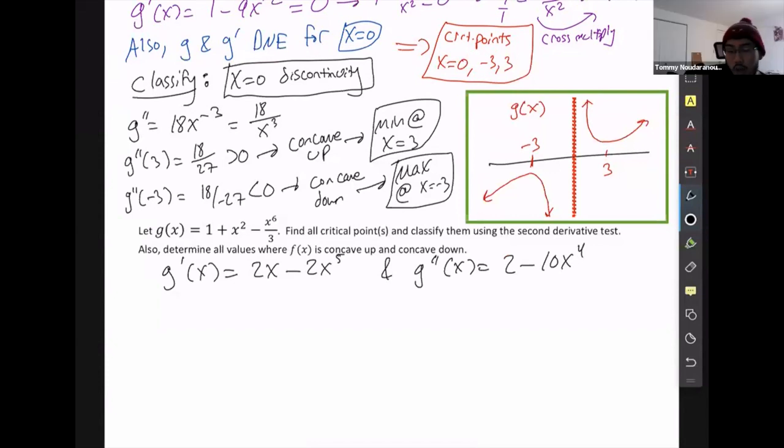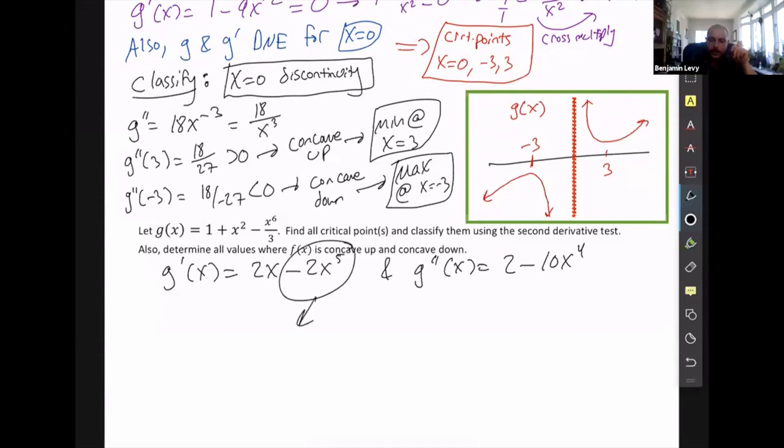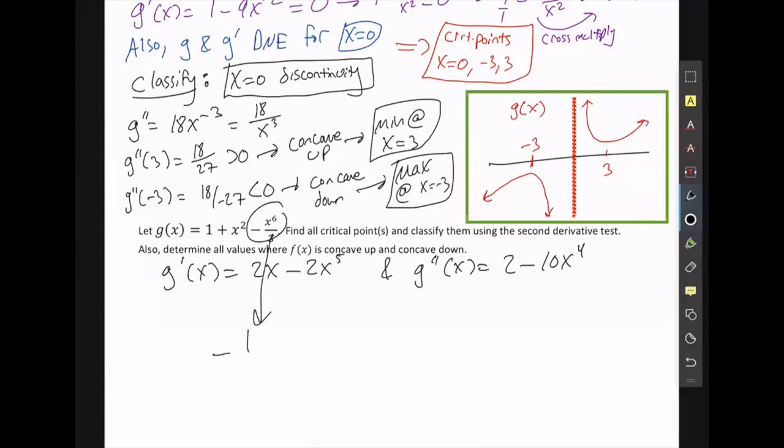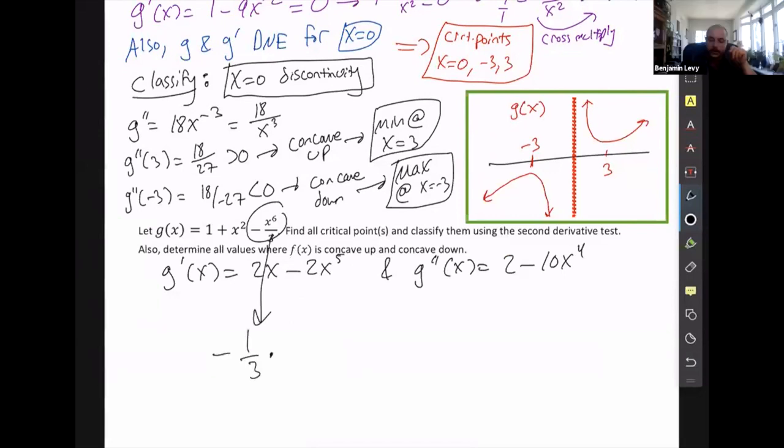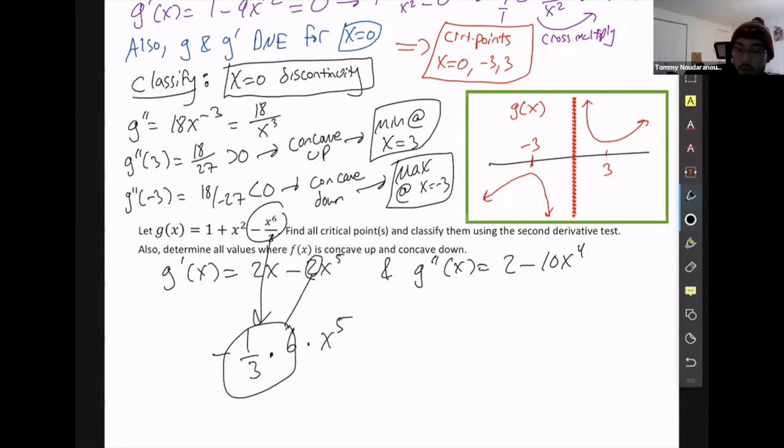Professor, how did you get minus 2x to the 5th again? So when you bring down the power on that one, it'll be minus 1/3 times 6 times x to the 5th. And so when you do 1/3 times 6, or 6 divided by 3, that's where the 2 comes from. Okay, that makes sense.